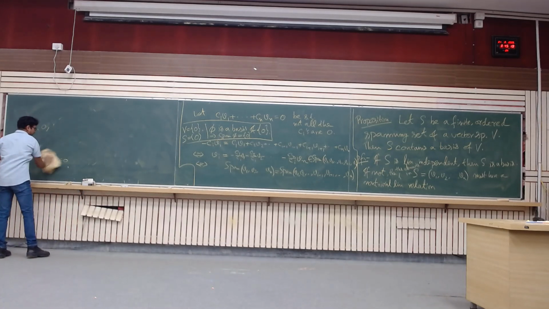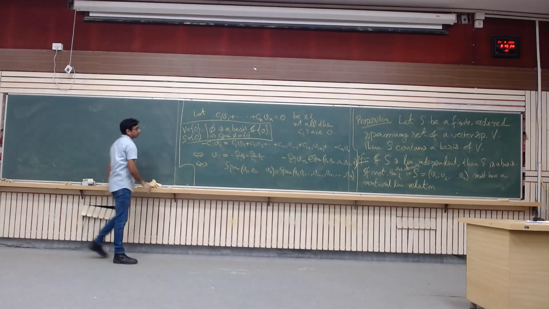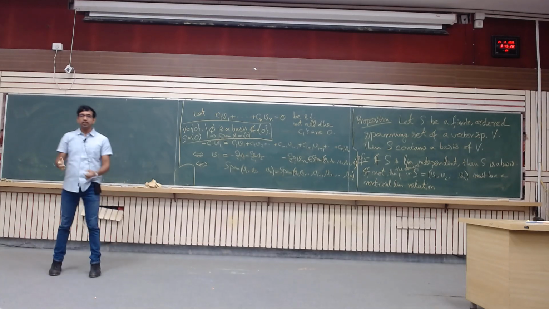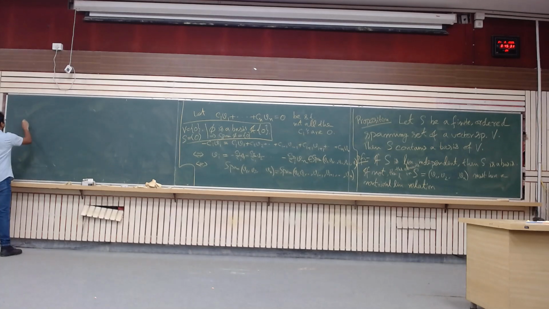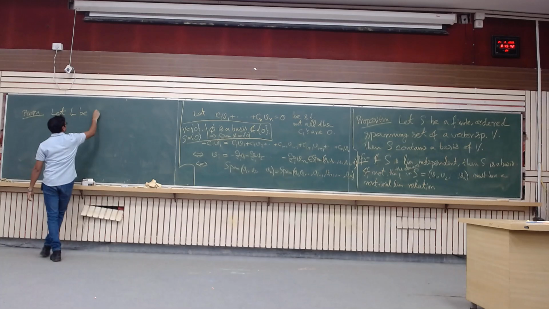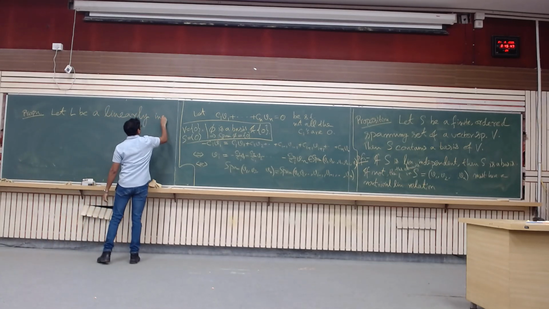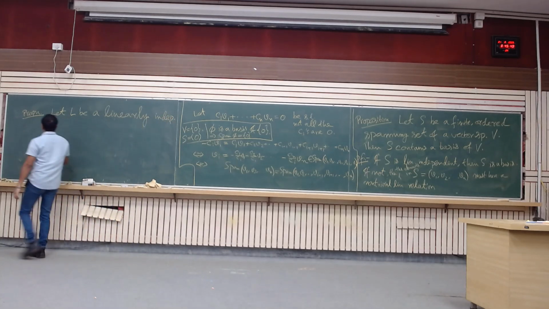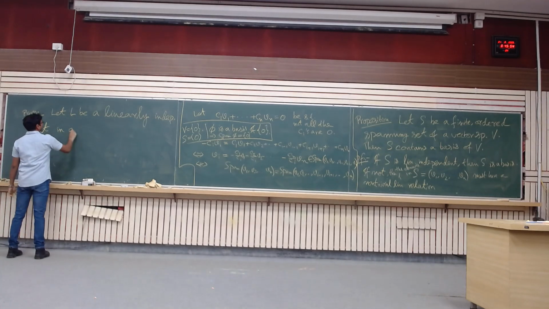So now the opposite construction. Now we go from linearly independent sets to bases. So here's another proposition. Let L be a linearly independent set in a vector space V.